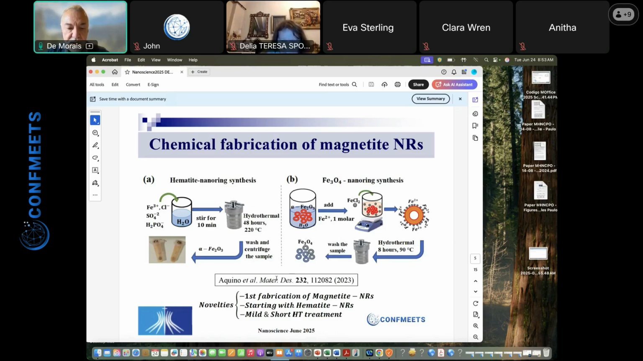This process is described in this publication. And in this publication, we emphasize the novelties of this route. First point, this was the first fabrication of magnetite nanorings, pure phase, no side phases at the end. And the second important point, we started with hematite nanorings, which is a very standard process you can find in the literature. And the third important point, we performed a mild and short hydrothermal treatment to finally end up with the magnetite nanorings.